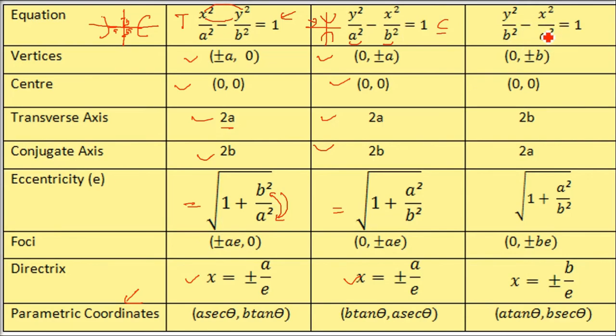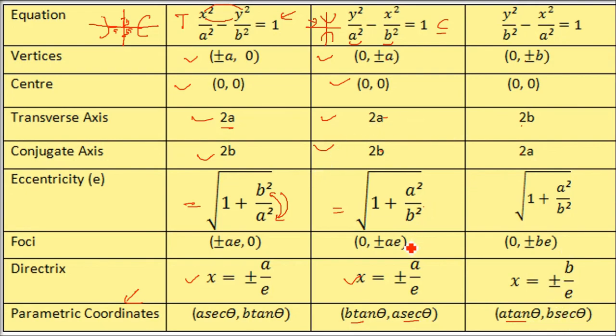Now let me tell you about this fourth column. In some books, what they have done is y square by b square minus x square by a square, right? So the positions of x, a and y, b have changed. Since it is the vertical axis, you will get 2b as the transverse axis, eccentricity under root 1 plus a square by b square, foci plus minus b, directrix b by e, and the parametric coordinates will be a tan theta, b sec theta, right?